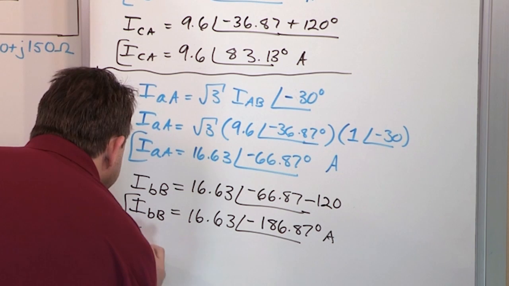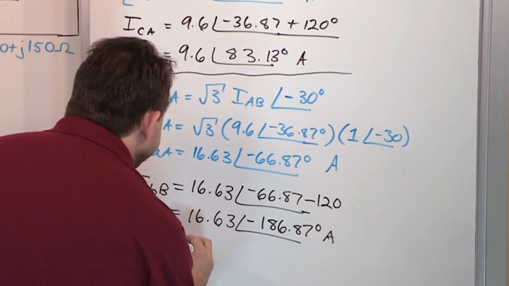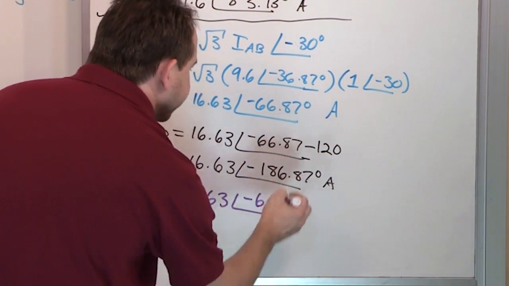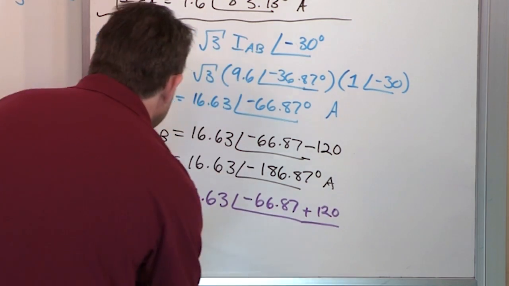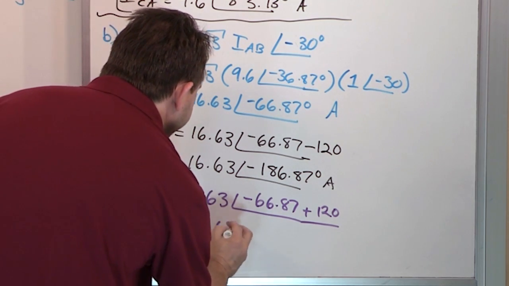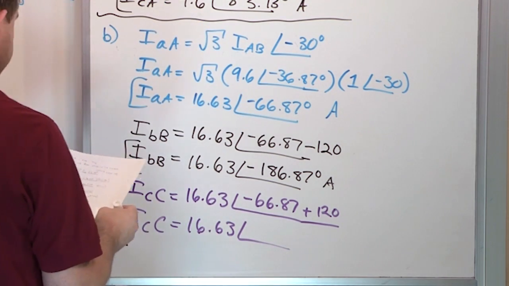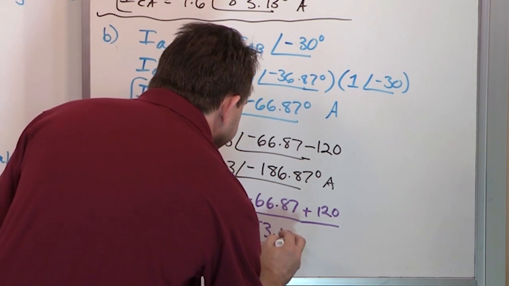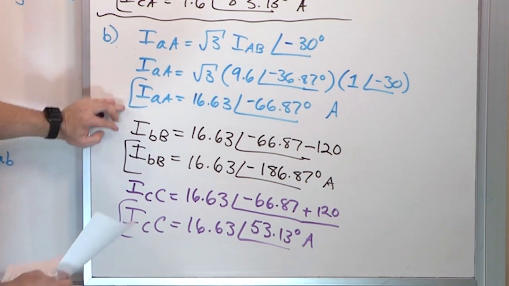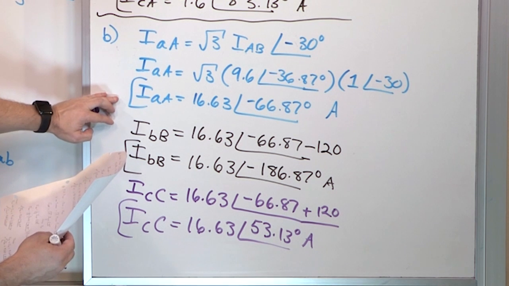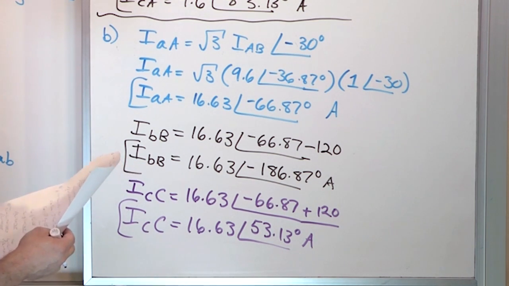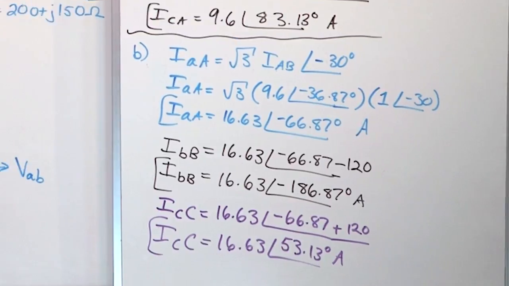And then for the C line current, ICC, start again at the root of A, 16.63, angle negative 66.87. Instead of subtracting, we're going to add 120. So ICC is equal to 16.63, angle 53.13 degrees. I know it's boring just adding numbers, but this is what you're going to do on a test. Okay, so now we have the A phase line current, negative 66.87, the B phase line current, negative 186.87, and the C line current, 53.13. All right, so we have done part A.